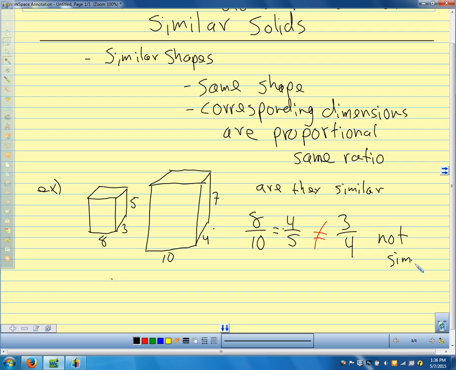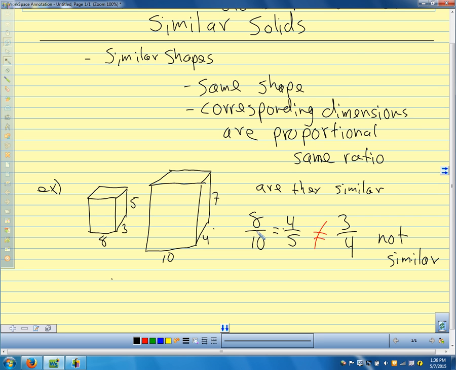All of our corresponding ratios would have to be exactly the same in order for these to be similar. So all of them would have to be 4/5, or all of them would have to be 3/4. That's how we decide if something's similar. If the two shapes are similar, do you remember what we called this ratio of the corresponding sides? The scale factor.